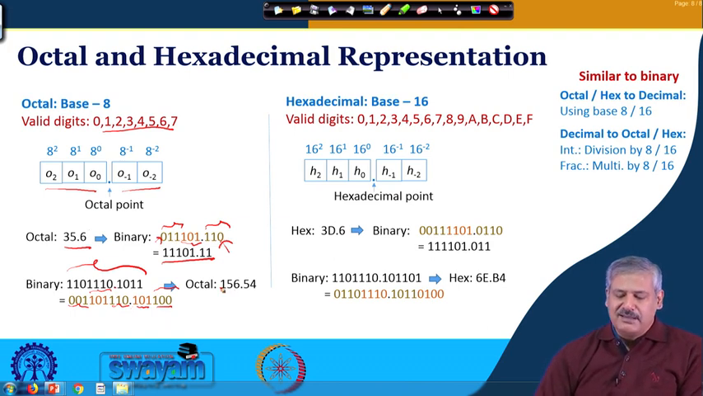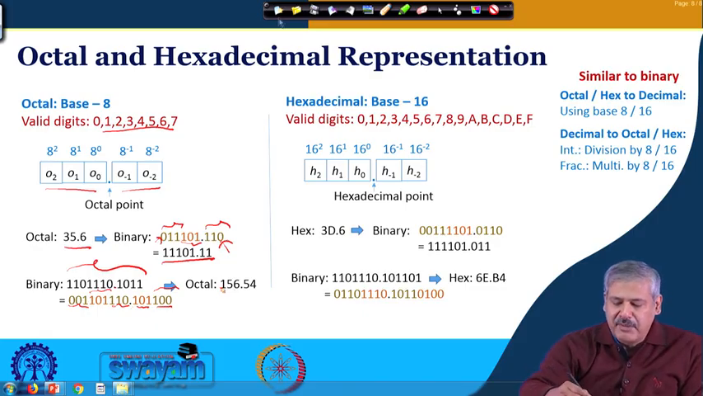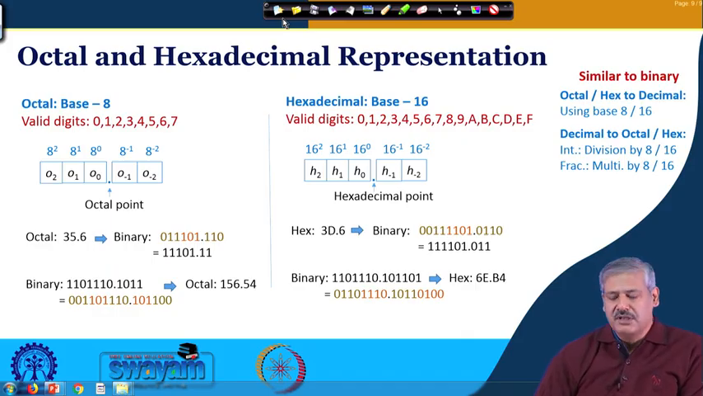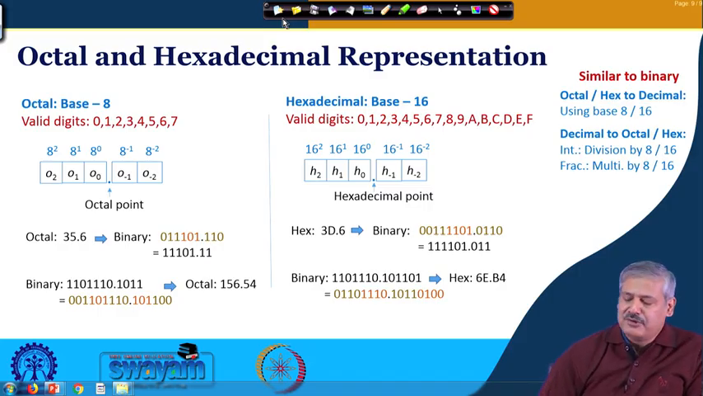And there is another number system you may come across in the digital electronics discussion. That is called hexadecimal. Hexadecimal has a base of 16, and 16 means 0 to 15, 16 digits will be there, but decimal digits are only up to 9.